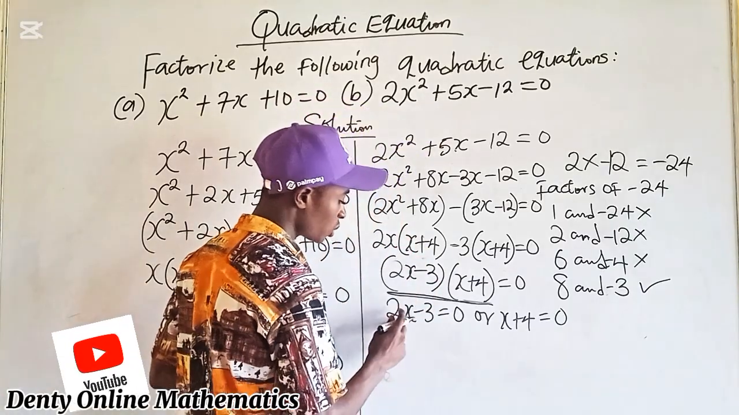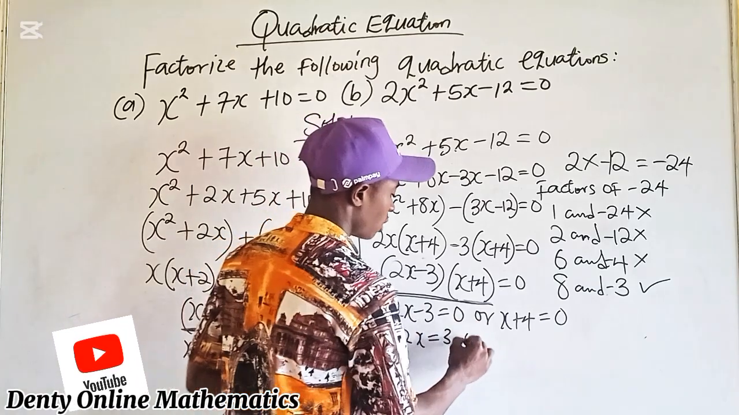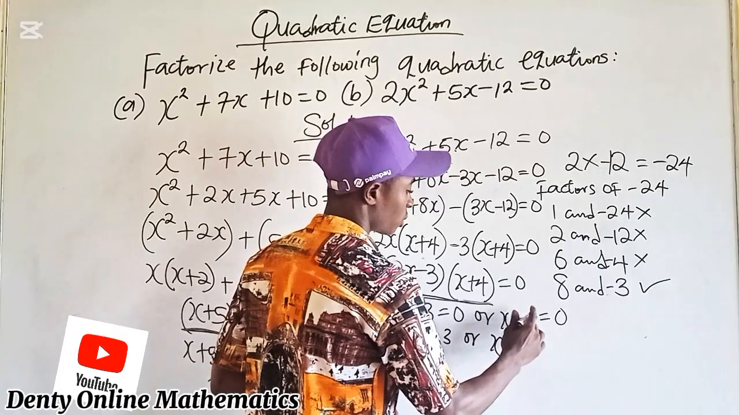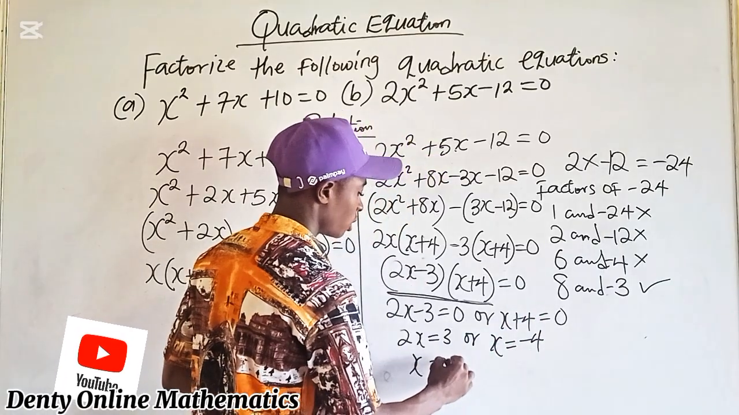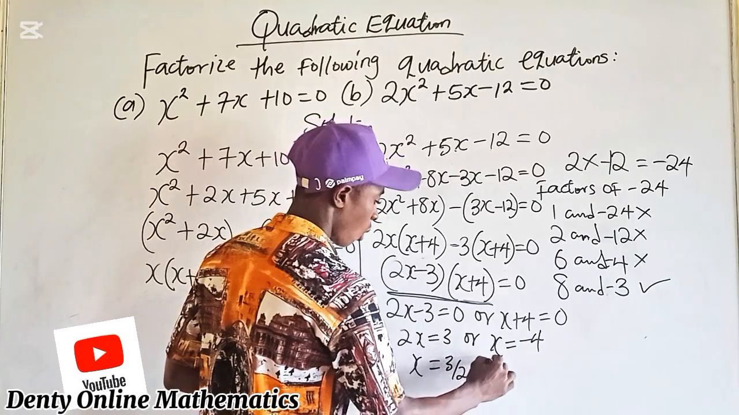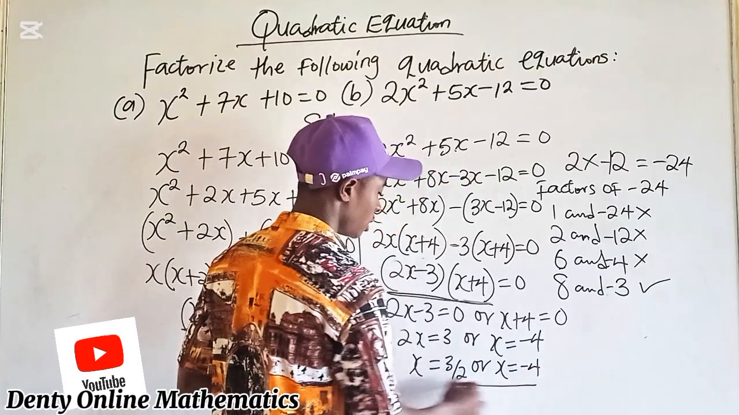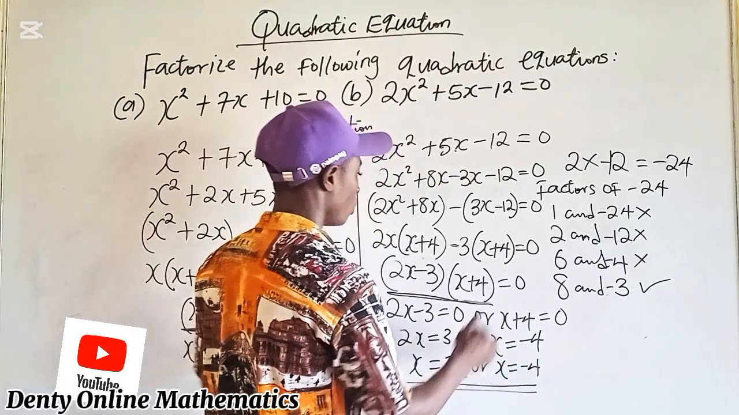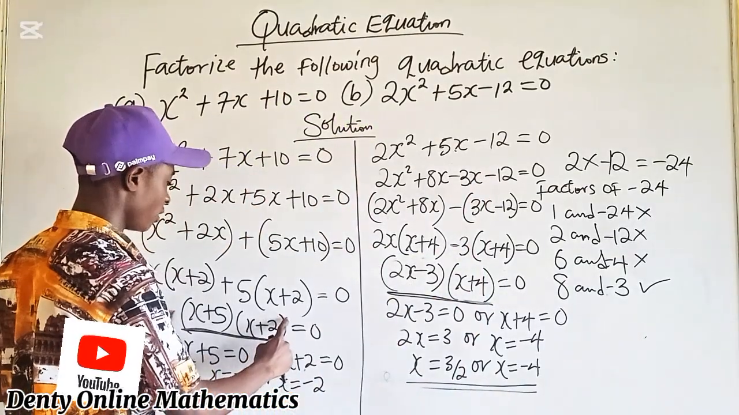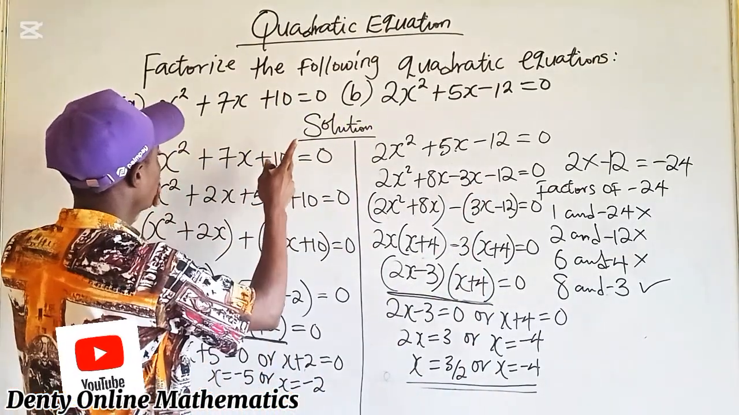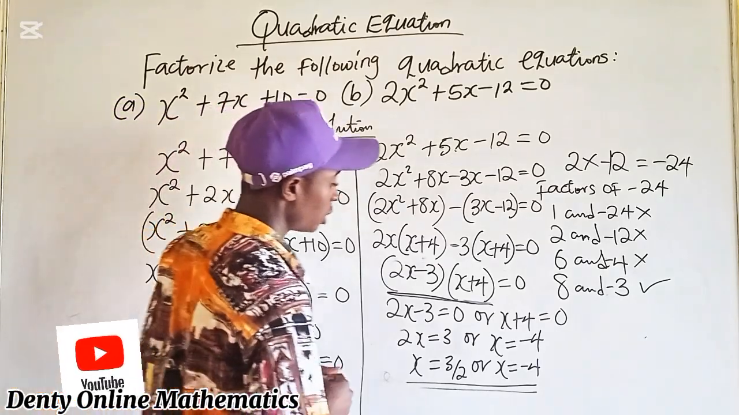So now, since 2x minus 3 is equal to 0, 2x will be equal to 3, so x will be equal to 3 over 2. Or x plus 4 equals 0, so positive 4 will cross over to become negative 4, and x will be equal to minus 4. And these will serve as the two solutions, while this is the factorization of the equation. This also stands as the two factors of this equation, while this stands as the solution to the quadratic equation.